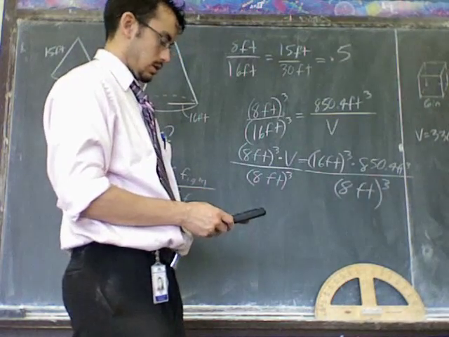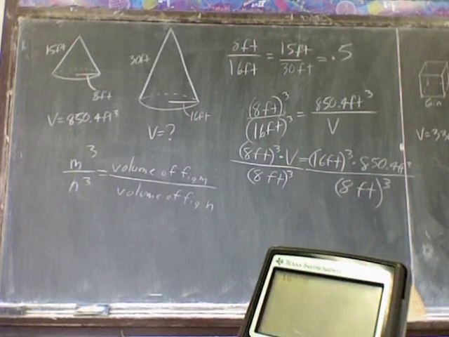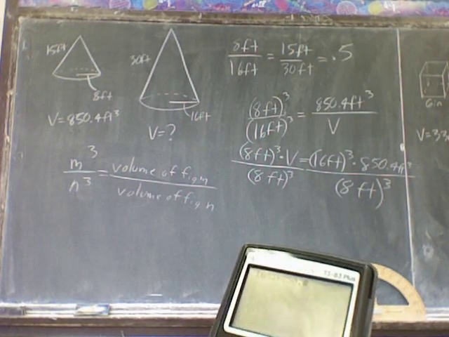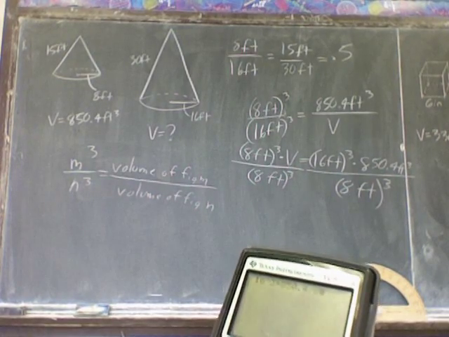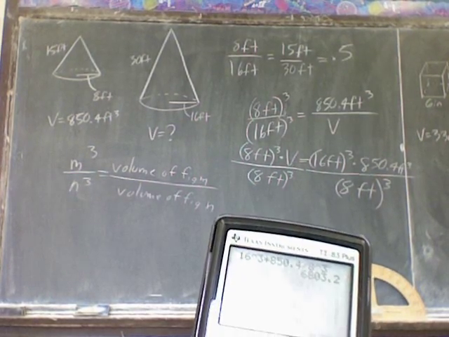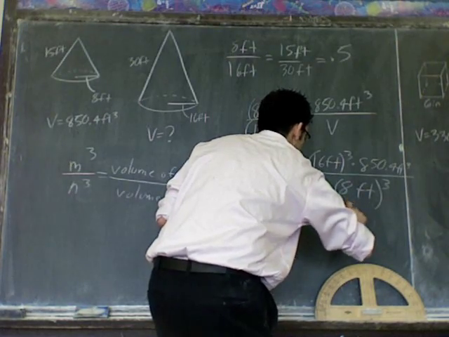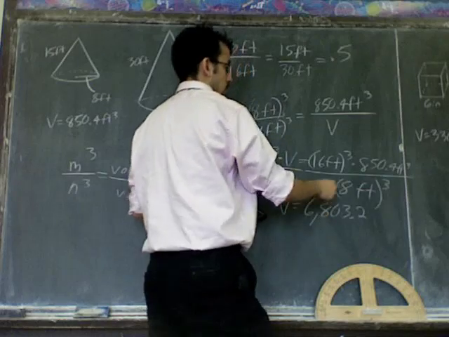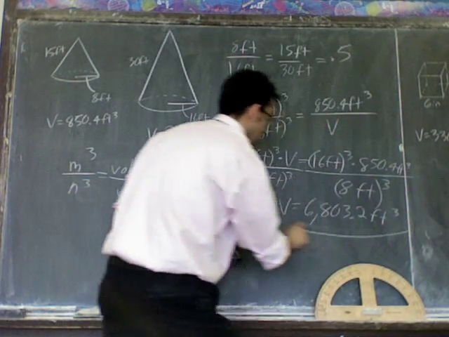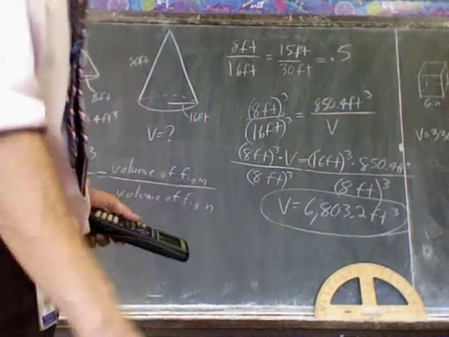So I'll type 16 to the third times 850.4 divided by 8 to the third. And I get 6,803.2. That's the answer. Volume is 6,803.2. I know that this feet cubed and this feet cubed canceled. I was left with feet cubed. So my answer is 6,803.2 cubic feet. That's the answer for that.